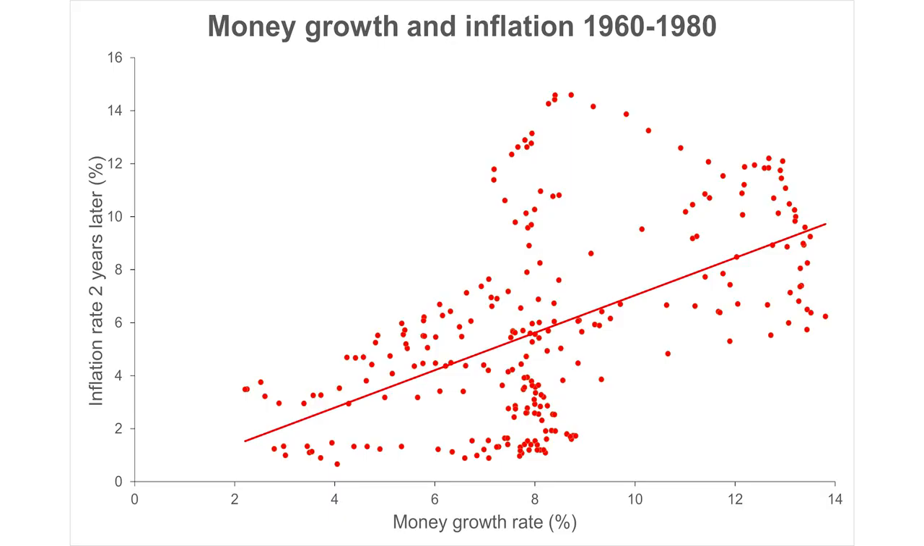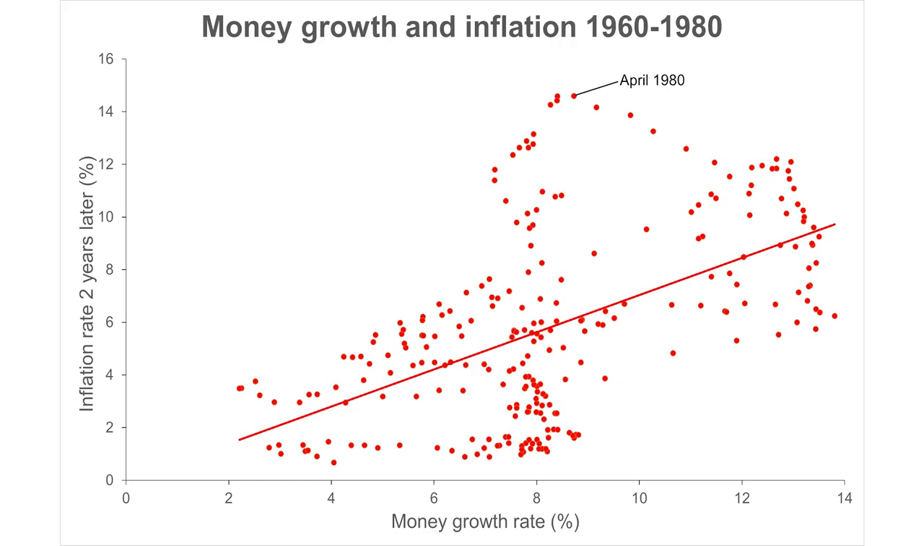Here is the relation between inflation and money growth from 1960 until 1980. Inflation is measured using the CPI. Money growth is measured using M2. Money growth is lagged 2 years to make sure we get the timing correct. Does money growth in 1960 have an association with inflation in 1962? And so on. In the graph, each red dot represents a month.